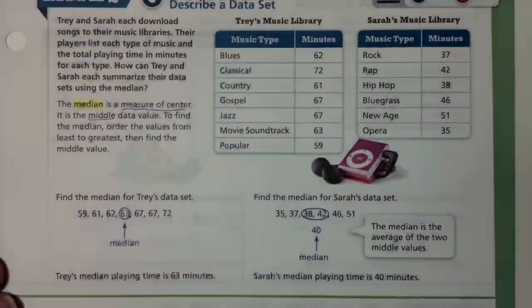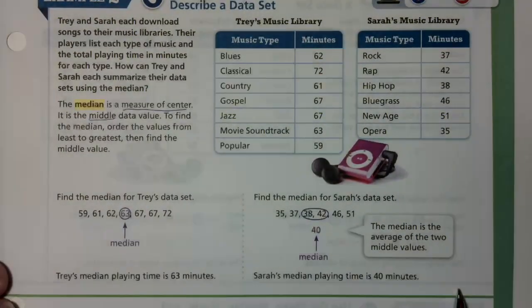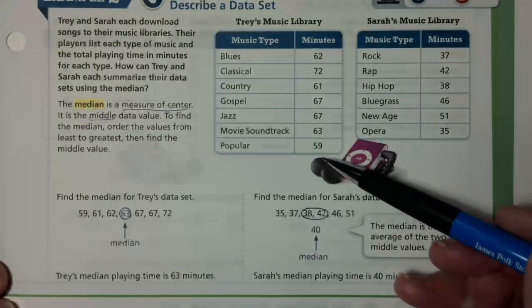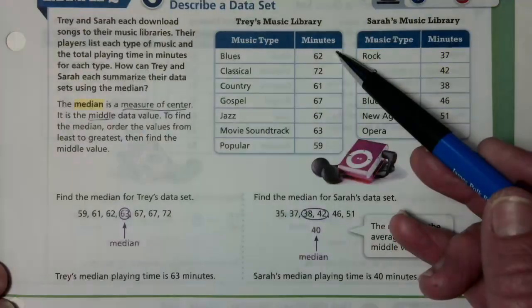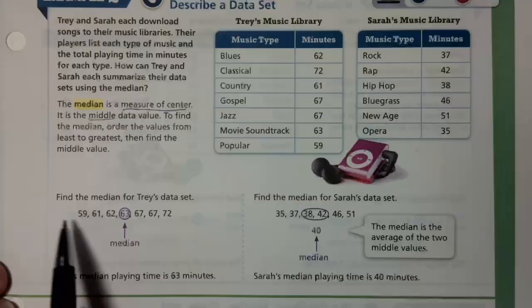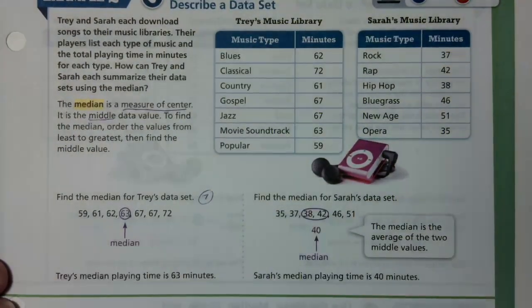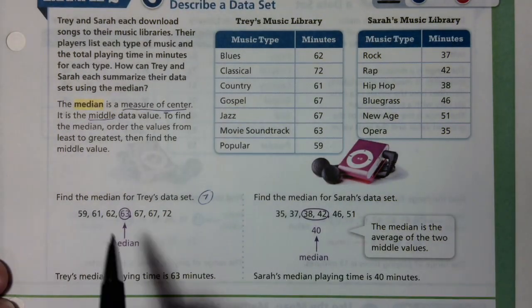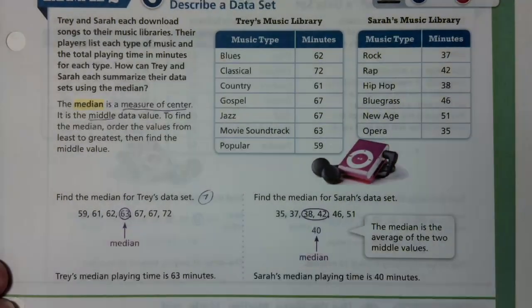Okay, so we've got two sets of data down here. Here is Trey's over here, and this is Sarah's. So they took this set and put the lowest one first, which was 59, and then 61, 62, 63, 67, 67, 72. And there's 1, 2, 3, 4, 5, 6, 7. There's 7 pieces of data. So with an odd amount of data, there's going to be one that is right smack dab in the middle. See, there's 3 here and 3 here, so this one right here is absolutely the median.